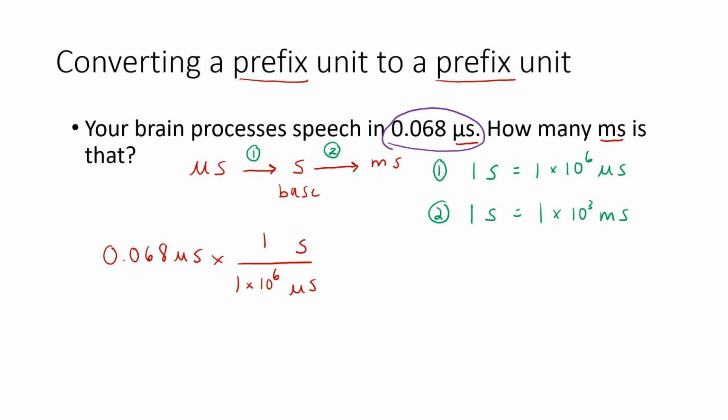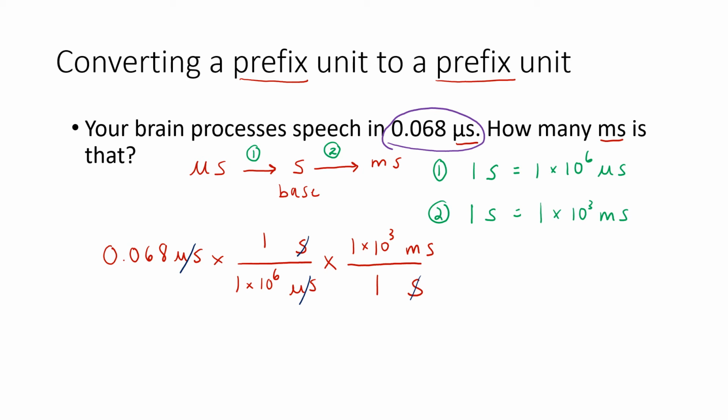If we stop now, our units would be in seconds. The microseconds would cancel. But we want to take this one step further. So we're going to write our second unit conversion as a fraction. And this time we're going to put seconds in the denominator so they cancel, and we're going to put milliseconds in the numerator. That's what we're trying to get our units into. 1 second is equivalent to 1 times 10 to the third milliseconds. Seconds are going to cancel, and we're going to be left with milliseconds.